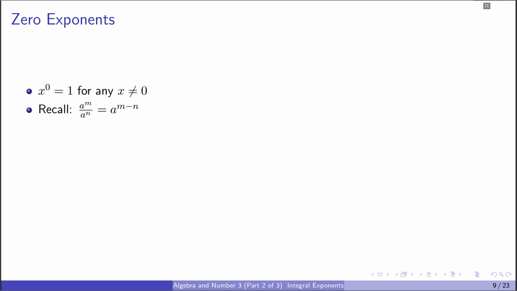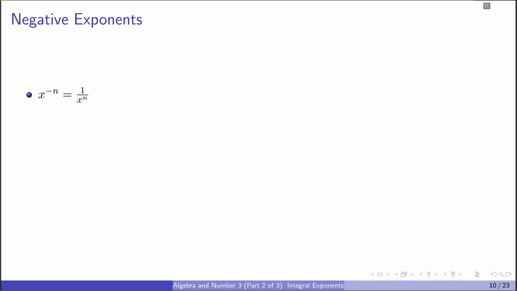So why is this true? Remember, if we have a ratio of a to the m divided by a to the n, we subtract the exponents. Well, what happens if they equal each other? What happens if m equals n? What do we do when we have the same exponent? Well, on the one hand, we could say that's m minus m, applying our exponent rule, which is a to the 0. On the other hand, we could say this is a number divided by itself. That's 1. Any number divided by itself is 1, and that is the same as base to a 0 exponent.